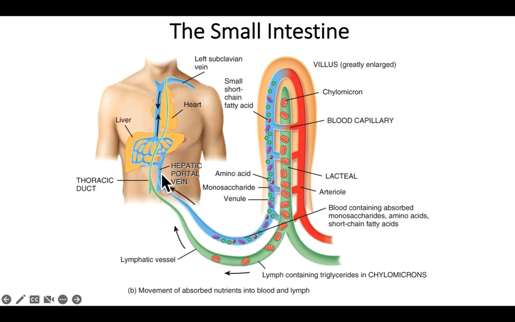So there's that hepatic portal. And then notice in here, these are your dietary lipids. They're going into the lymph. Eventually, they go into the thoracic duct, up that thoracic duct, and then into the left subclavian vein. So that's, again, absorbing those fats into the lacteals.